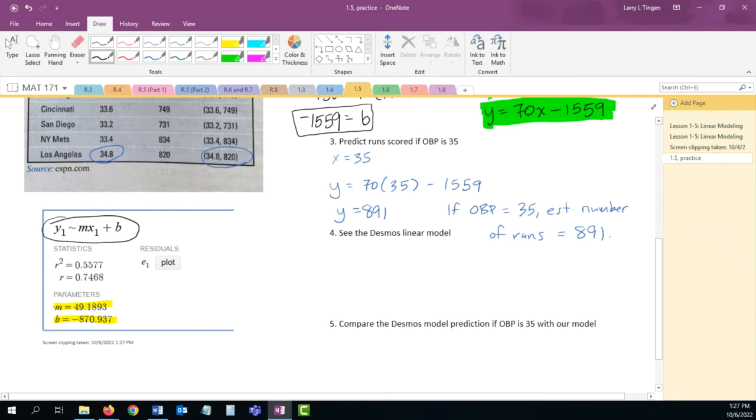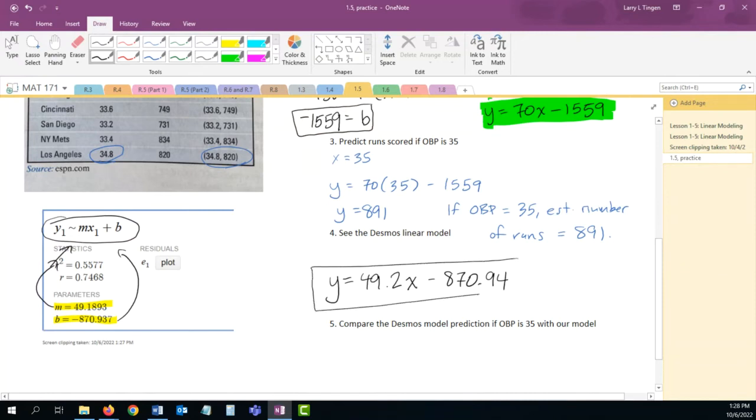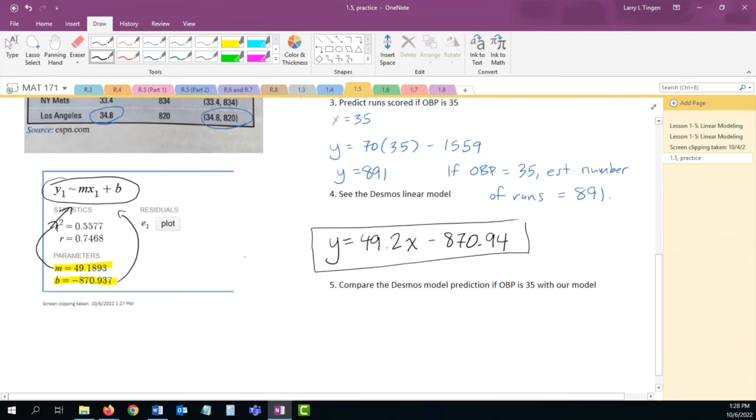This is a linear equation, so I'm just going to plug these numbers in up here. And I'm going to find my Desmos model says that the linear model should be y equals 49.2x minus 870.94. Yes, we will go on to higher order problems in Desmos.